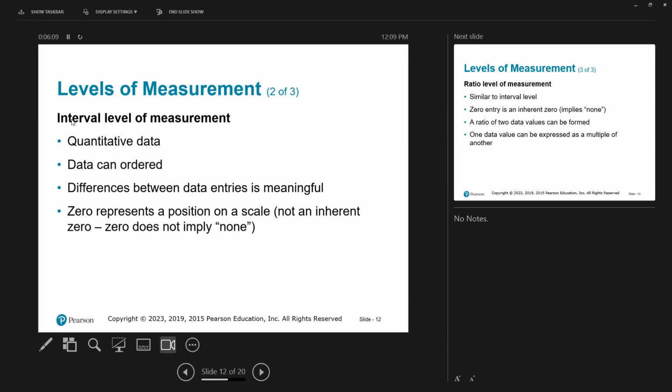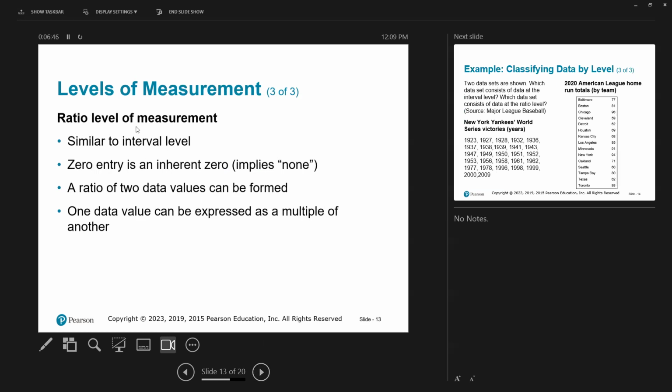Interval level of measurement: quantitative data can be ordered, and differences between data entries are meaningful. Zero represents a position on a scale, not an inherent zero. Zero does not imply none. So the third data type is the interval level, and this is always quantitative data, and that means you can order this data. This time the differences between these rankings are meaningful, and there's a zero which represents a position on a scale.